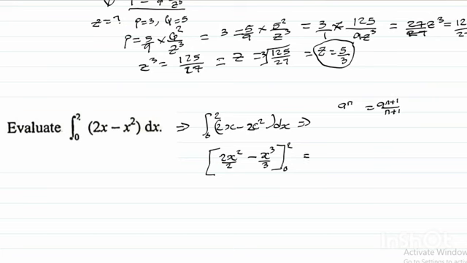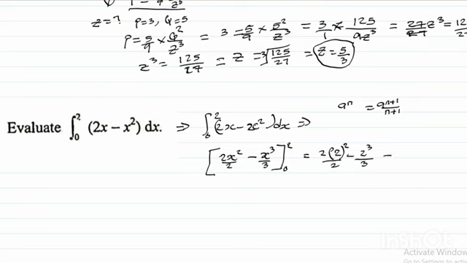The first thing is to put in the upper limit, 2, so anywhere you see s, replace it by 2. Therefore that will equal 2 times (2) to the power of 2 divided by 2, minus s to the power of 3 divided by 3. So anywhere you see s, that is 2 raised to the power of 3 divided by 3.